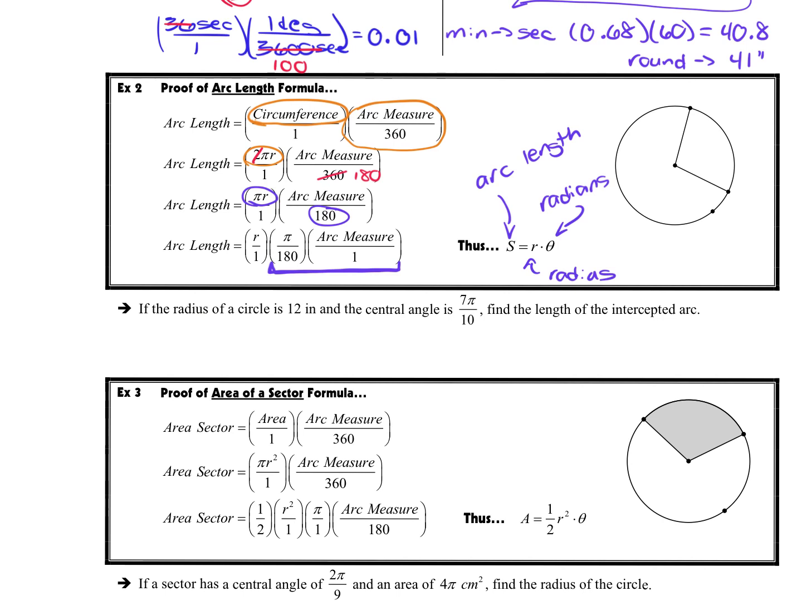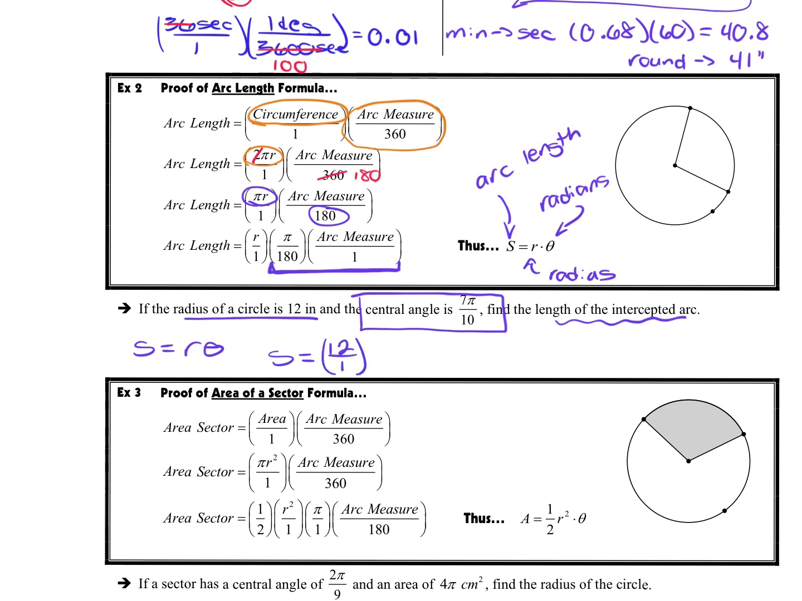If the radius of a circle is 12 inches, and it's giving us the central angle in radians, we can now find the length of the arc without converting this angle all the way back to degrees. All that we would have to do here is use our new formula, S equals r theta. So S, we're going to take our radius of 12.